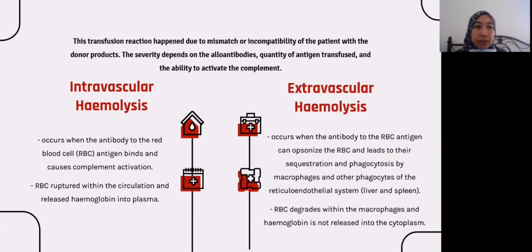For intravascular hemolysis, it occurs when the antibody to the red blood cell antigen binds and causes complement activation, and the RBC will be ruptured within the circulation and release hemoglobin into the plasma. As for extravascular hemolysis, it occurs when the antibody to the RBC antigen opsonizes the RBC and leads to their sequestration and phagocytosis by macrophages and other phagocytes of the reticuloendothelial system, which are the liver and spleen. And the RBC will be degraded within the macrophage and hemoglobin is not released into the circulation.